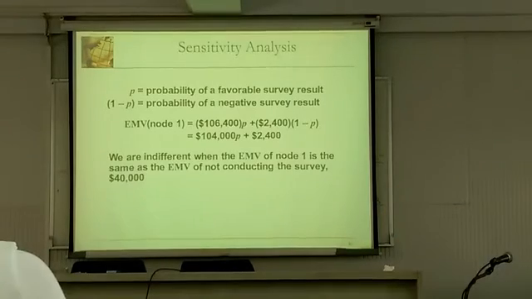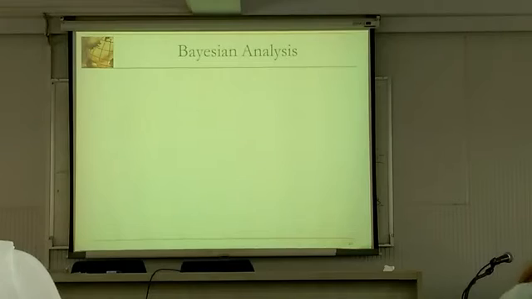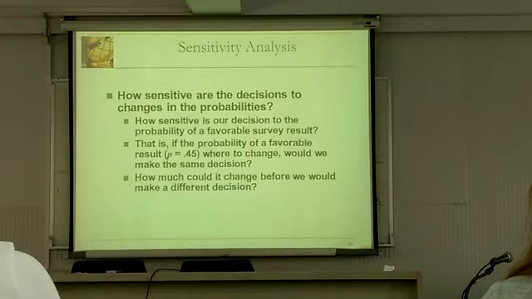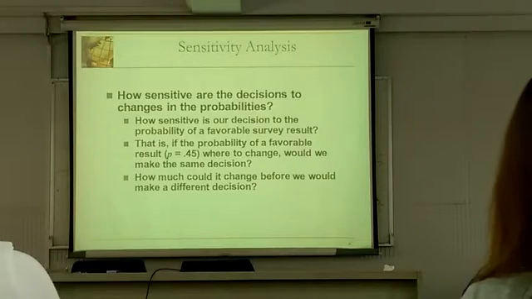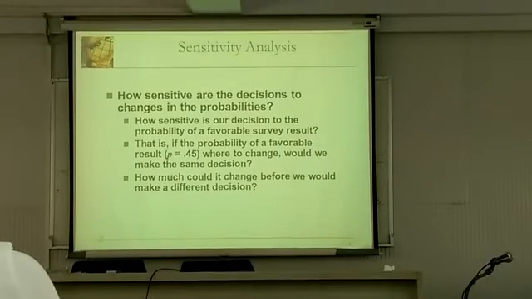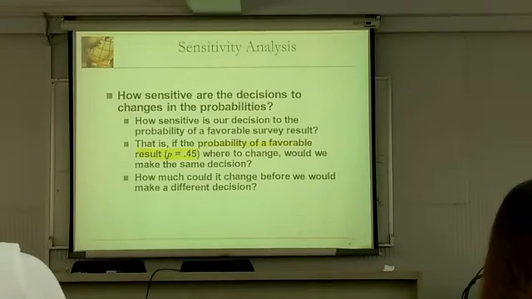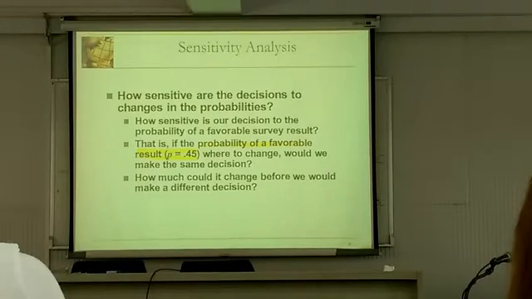Let's see. This is sensitivity analysis. For this problem, we can also do the sensitivity analysis, but it's going to be on the probability of the result of the survey. So right now, this is what we have. Right now, the probability of a favorable result is P equal to 0.45, so this one is fixed right now. The question is, if somehow this P is a different number, would we make the same decision?